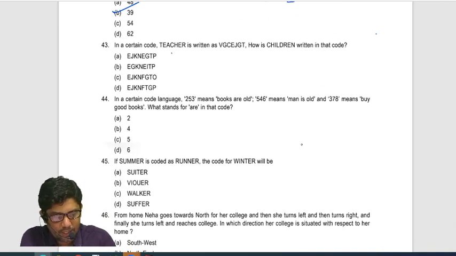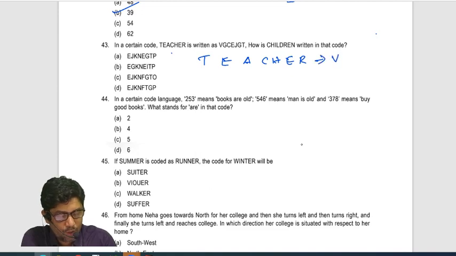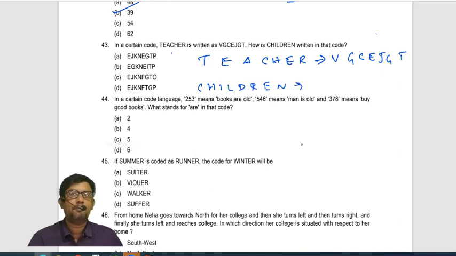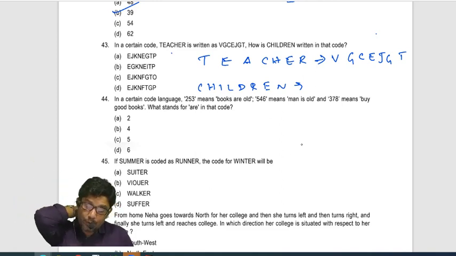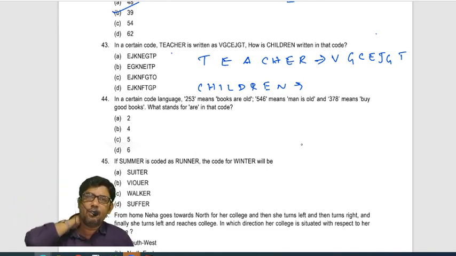Teacher is coded as, look at this, V, G, C, E, J, G, T. Now we need to find out children is coded as what? Few people remember the values. T value is 18, E value is 5, A value is 1, C value is 3, H value, E value, R value, and they will substitute and check it. But it is also a waste of time.